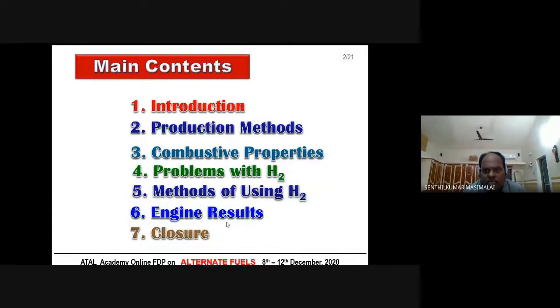As for operating the engine, this is our focus. Actually, hydrogen is used for a number of applications like fuel cells and other applications also.